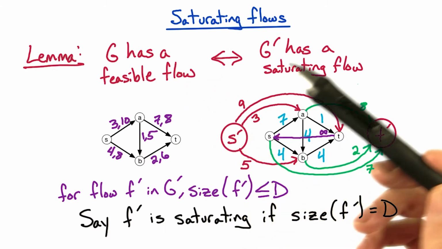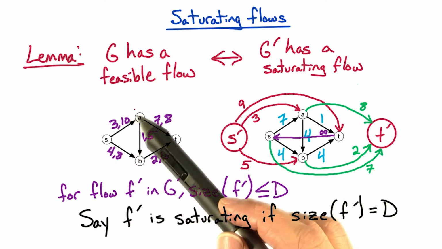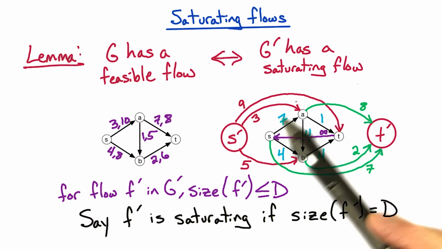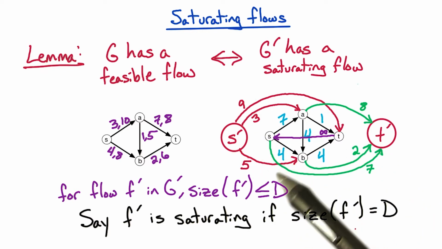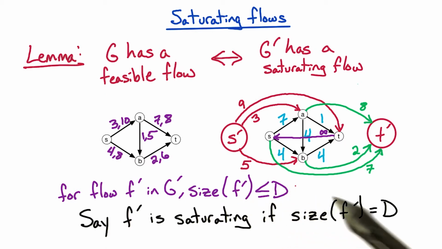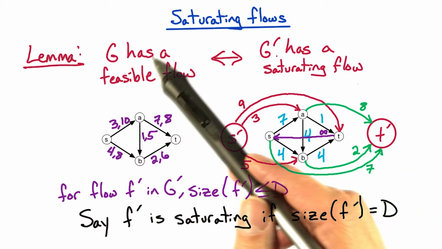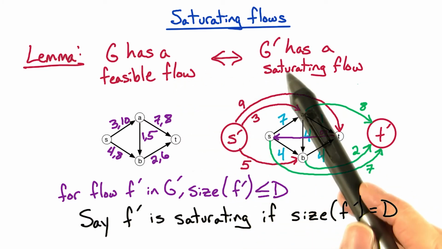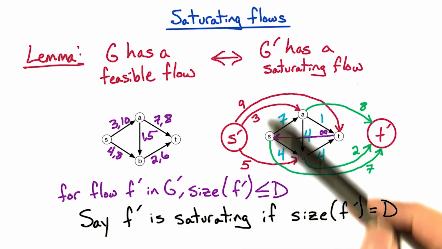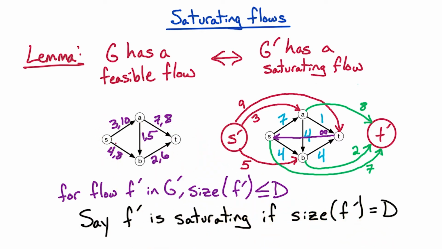Once we prove this lemma, this gives us a way to find a feasible flow. What we do is we take our input to the feasible flow problem, we construct G prime, we run max flow on this graph G prime, and we check if the size of the max flow is equal to capital D, and therefore it is saturating or not. If it is a saturating flow, then we know that there is a feasible flow, and actually our proof of this lemma will give us a construction. So we can take this saturating flow F prime and construct a feasible flow F for this original network G.